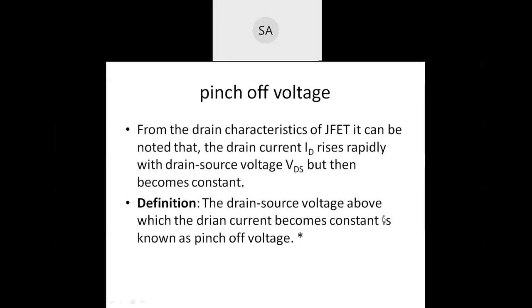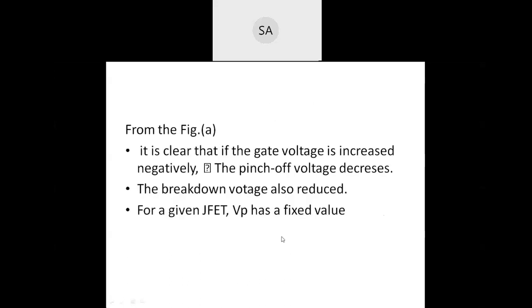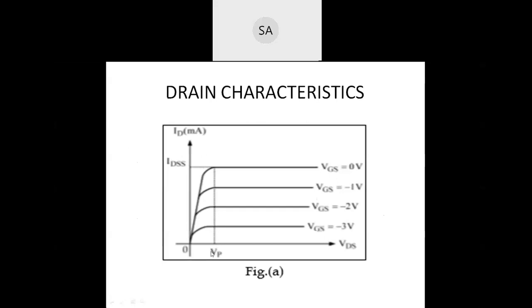The drain to source voltage above which the drain current becomes constant is known as the pinch-off voltage. From the characteristics we can observe that up to the point VP the current increases, and after this point the current is constant. That means after reaching this drain to source voltage, the current is constant, and this voltage we call the pinch-off voltage.